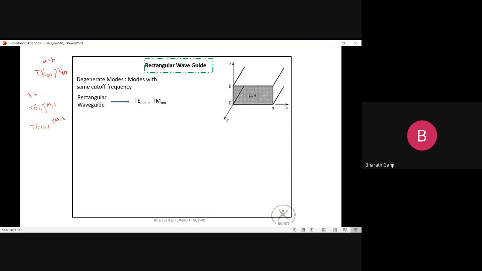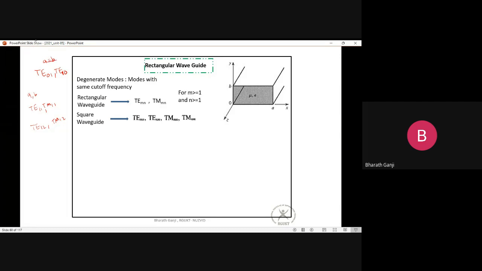So inside a rectangular waveguide, any TMmn mode and TMnm mode will have the same cutoff frequencies for m greater than 1 and n greater than 1 actually. But for a square waveguide, TEmn and TEnm as well as TMmn and TMnm modes all are degenerate modes, because for a square waveguide A is equal to B.